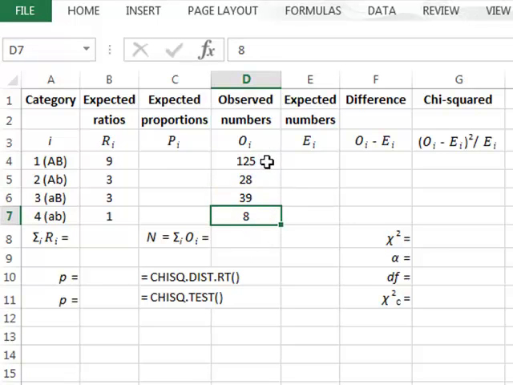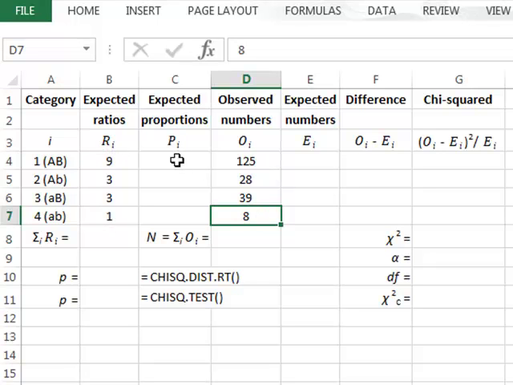And we wish to test whether these numbers, these frequencies of observations, could have occurred by chance in the expected ratios, or whether there is a difference between the observed ratios and those expected.